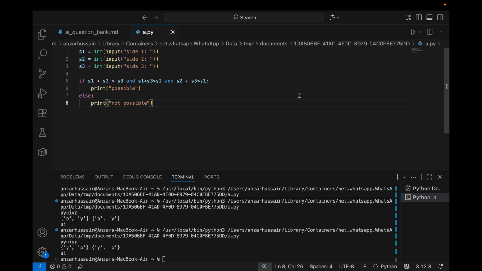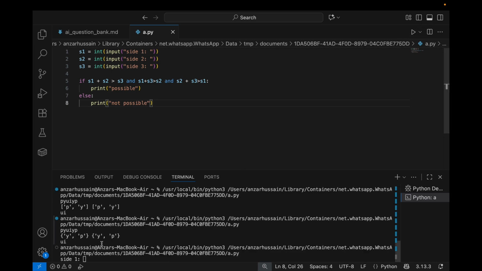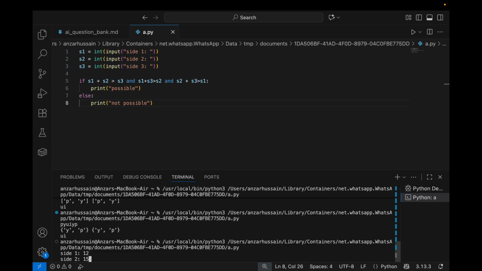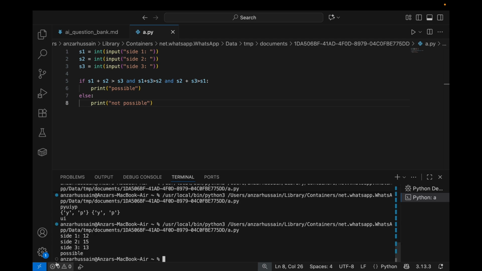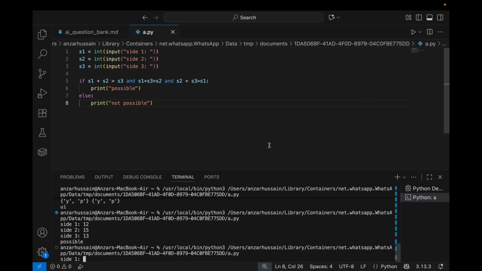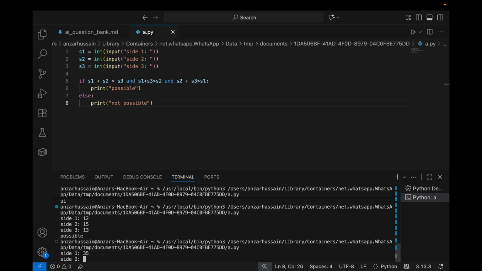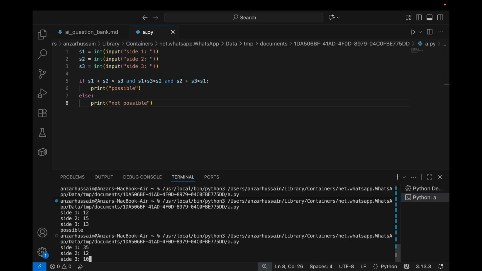Right? So if I run it, now here I am giving the first side as 12, second side as 15, and third side as 13, right? So you can say it is possible because 12 plus 15 is greater than 13, 15 plus 13 is greater than 12, 12 plus 13 is greater than 15, right? So this is possible here. What if I give some other input here? Let's say I am giving here 35, then I am giving here 12, and then I am giving here 10.